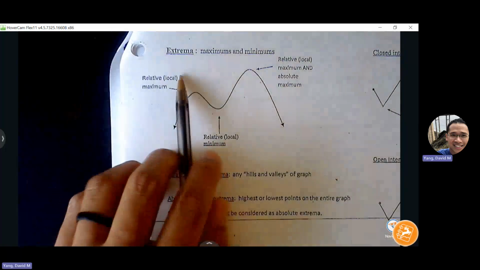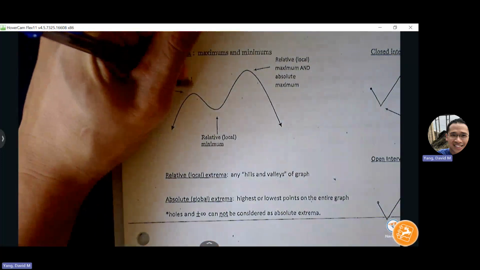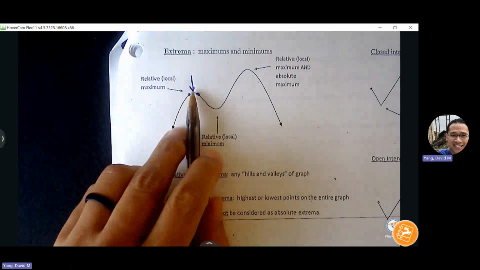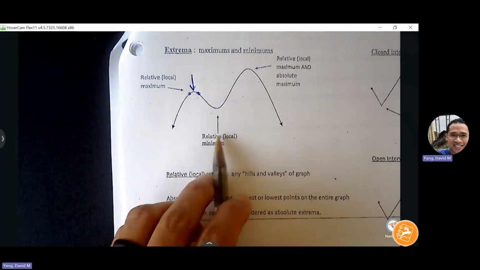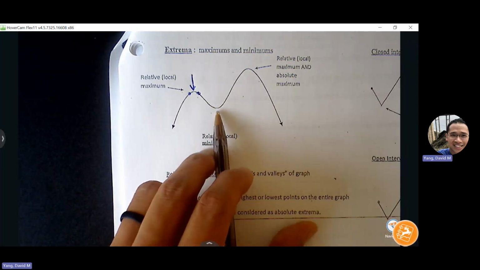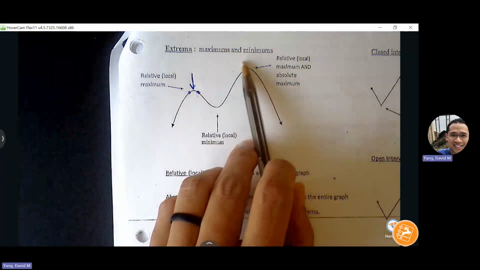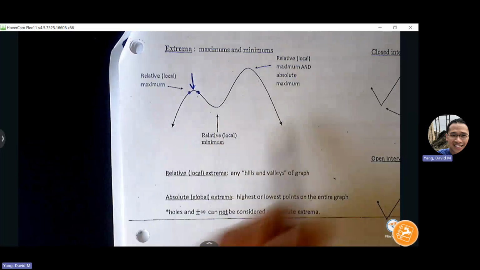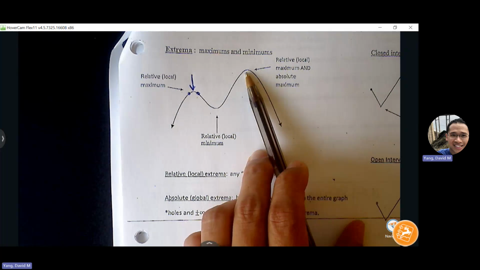The reason why we call it relative, sometimes you even see the word local, but typically we use relative, is because this is the highest point relative to the immediate points around that location, right? So in this local region, this is the highest point. And this is the relative minimum because within this relative region, relative to this lowest point here, there's no other point lower. And this point is also a relative maximum because it's the highest point in this region, but it's also the highest point overall in the entire graph. So we call this both a relative maximum and an absolute maximum because there's no other y value that's higher than this point on this graph.